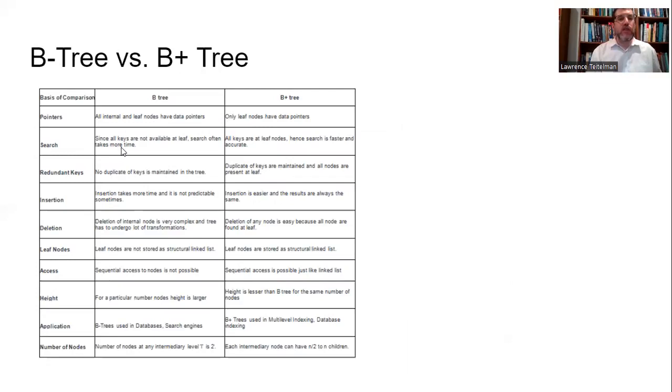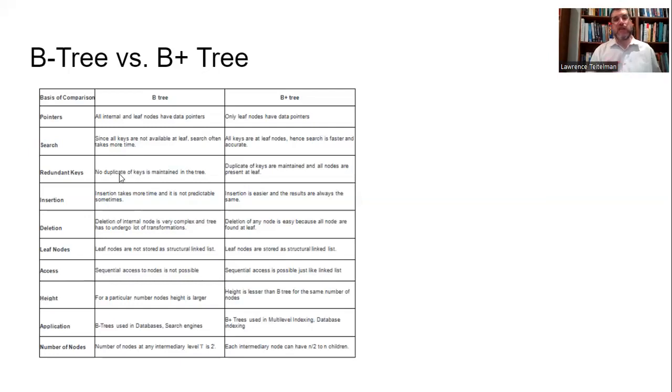Search: since all keys are not available at the leaf, search often takes more time. In a B plus tree, all the keys are at leaf nodes, so I always have to go to the bottom to get it, which may actually take more time. It's a little misleading, but at least I know where I'm going to find it, and they tend to be flatter. So that's actually where you get the speed from.